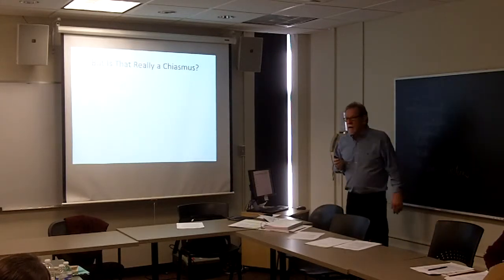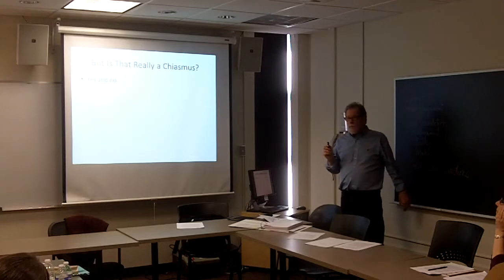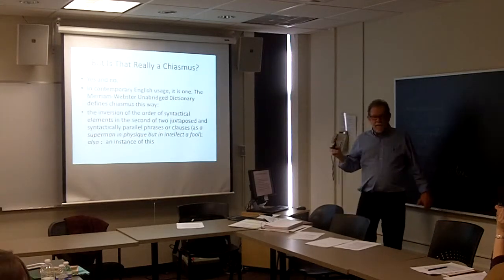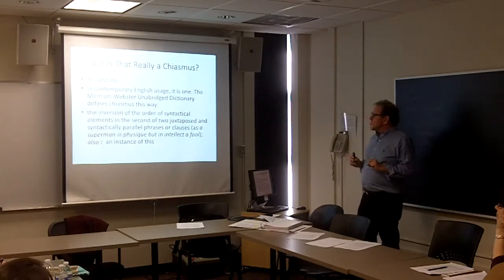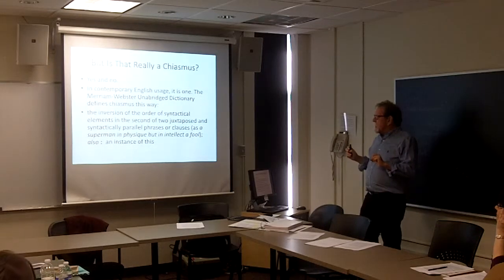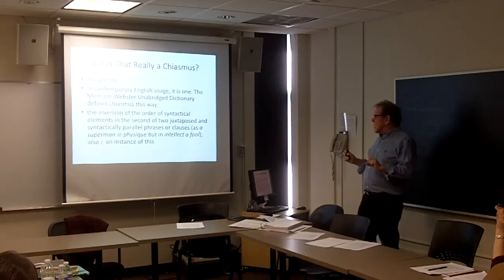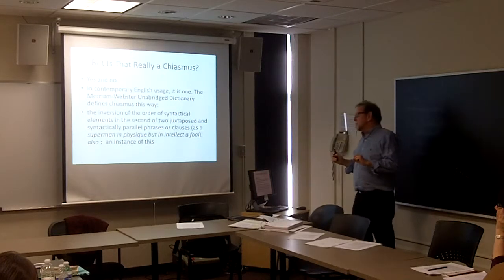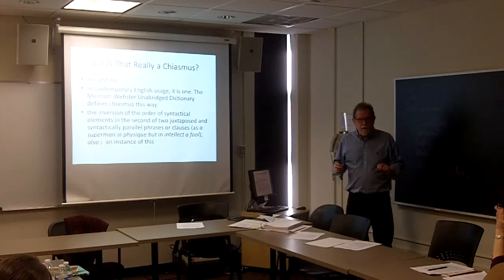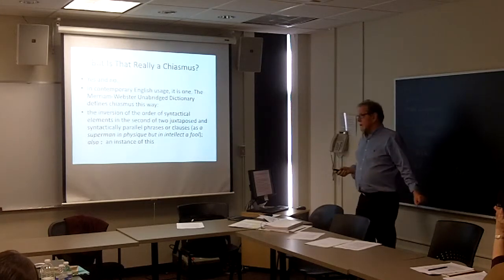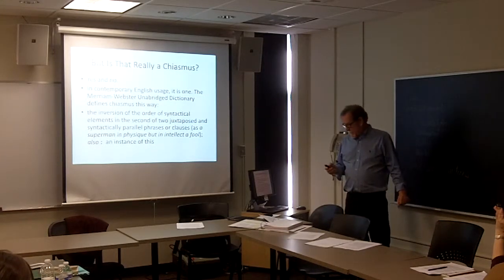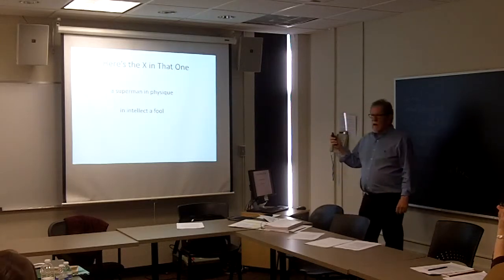But is that really a chiasmus? Yes and no. A contemporary definition, if we look at the current Merriam-Webster unabridged, it says this: the inversion of the order of syntactical elements in the second of two juxtaposed and syntactically parallel phrases or clauses. And they give as their example, a Superman in physique, but in intellect a fool. Okay? So where's the X in that one?